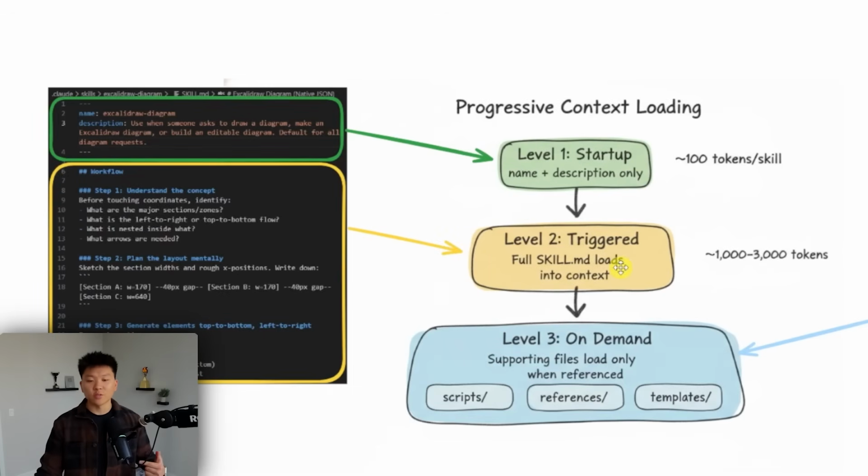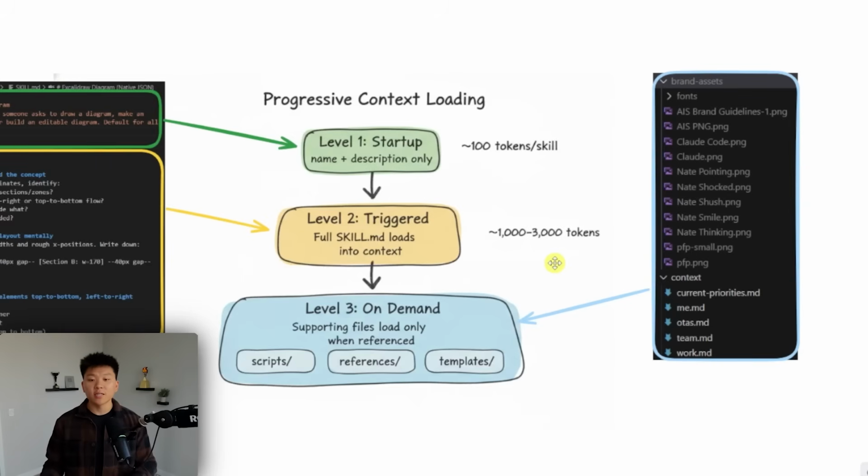And then moving down to level 2, let's say it identifies, okay, cool, this is the right skill for the job. Then it would run the full skill.md and read through everything. And so that's when it would start to actually understand what goes on in the skill. And that might be anywhere from 1,000 to a couple thousand tokens. And then level 3 is once again a decision, only load in the extra files when needed. So if I need to look at any scripts or references or templates, or I need to pull in some brand assets or more context, I'm only going to do that if the specific request requires it.